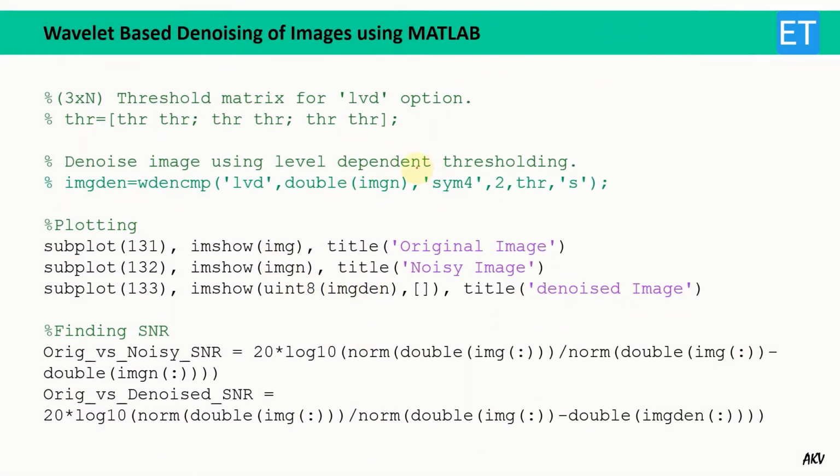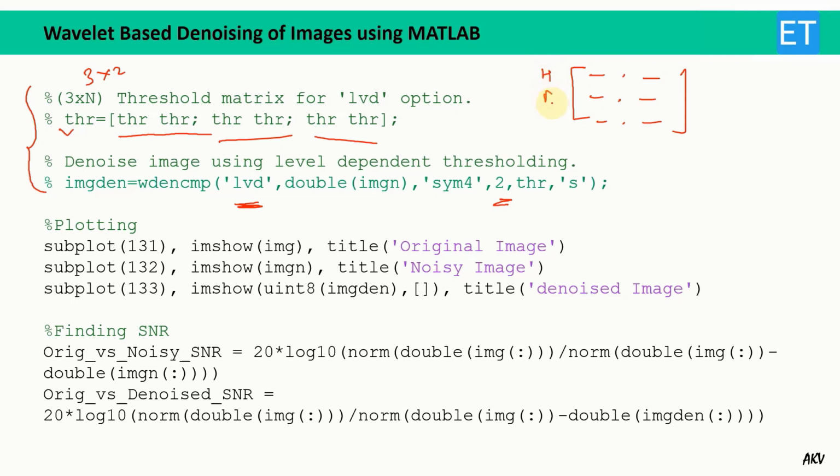And I have written the code for level dependent also. So if you write 'lvd' in place of 'gbl', then your THR should be a 3-by-N matrix. Since I am using 2 decomposition levels, it is a 3-by-2 matrix. So you can see that it's a 3-by-2 matrix. Each row corresponds to horizontal, diagonal and vertical details. This is for level 1 and this is for level 2.